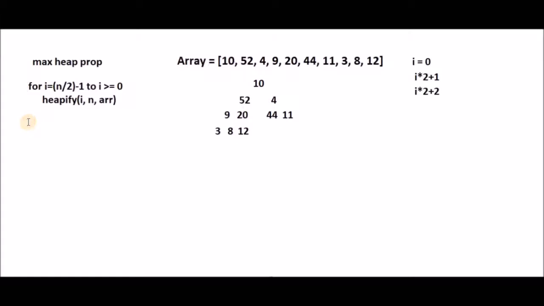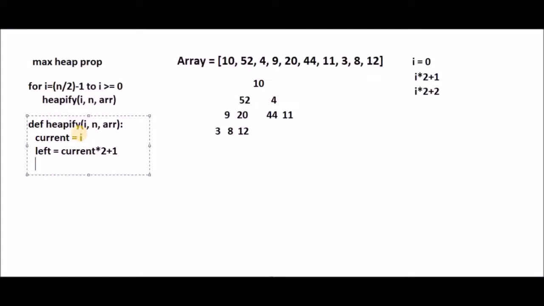Now let's look at the Heapify function. Here I'm going to do it first recursively, and then we'll do it iteratively, which will be easier. So we have the start point, we have the whole thing, and then we have the array. Before we jump in, let's note these down. So we have the current is i, the left, which is current times 2 plus 1, and the right, which is current times 2 plus 2.